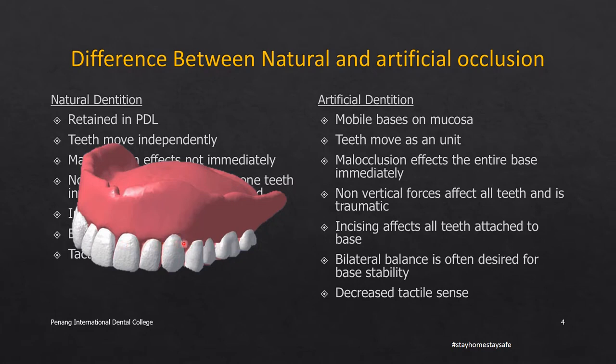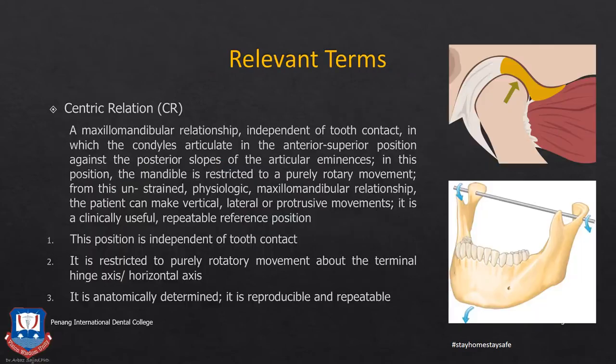Non-vertical forces will affect all the teeth and may result in trauma to the underlying soft tissue. Incising affects all the teeth that are attached to the base. Bilateral balance occlusion is often hence required for the stability of complete dentures. There is no or decreased tactile sensibility, as tactile sensibility or sensitivity is only confined to the sensory feedback from the mucosa. Now, looking at some relevant terms.